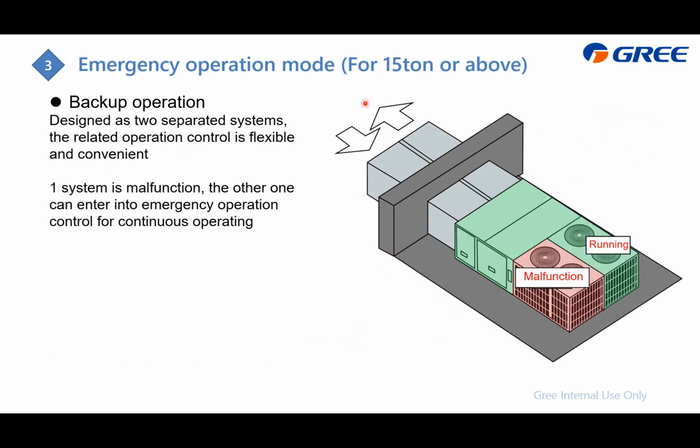Also, for the 50 ton or above, there is an emergency operation mode. That means inside the rooftop unit, there are two separate systems, which means they are independent. If one malfunctions, the other one can still operate to ensure customer comfort.